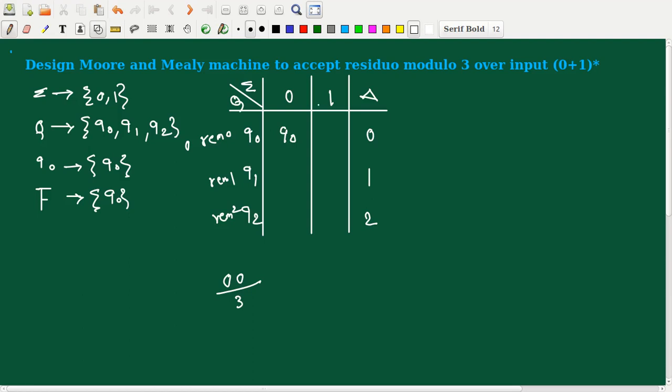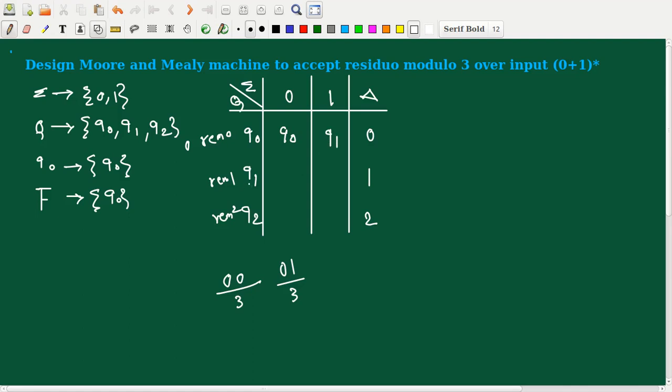Next, Q0 with input 1. Now Q0 is a 0, and as I am providing an input 1, it becomes 01, which is in binary. Now I have to convert it into decimal, and 01 in decimal is 1. 1 divided by 3, I'll get a remainder 1. So I'm putting here the state for remainder 1.